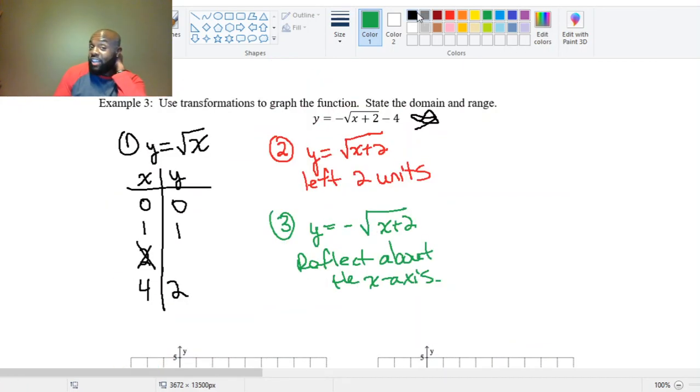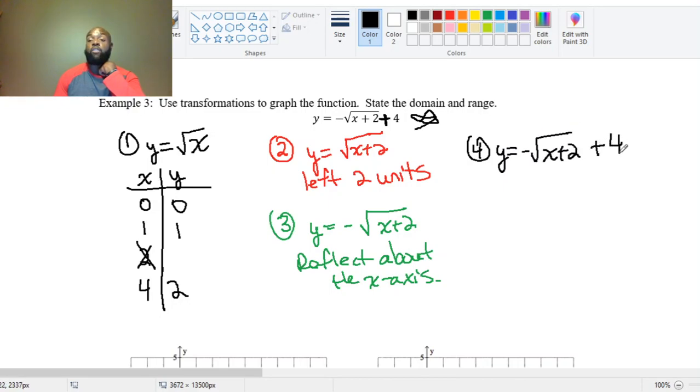And just so that this stuff will fit on the graph, I'm changing this up completely. I'm changing that to a +4. Sorry about that. I'm changing this to a +4 instead of a -4. All right. And so what we're going to do here is graph our final graph, which is y equals -square root of x plus 2 plus 4. I don't have space there.